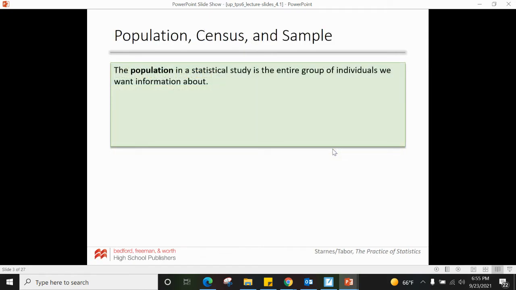So first things first, population, census, and samples. The population in a statistical study is the entire group of individuals we want information about. So think about how the US every so often, I can't remember how often now, does a census out there where they try and collect data on everybody in the population of America.